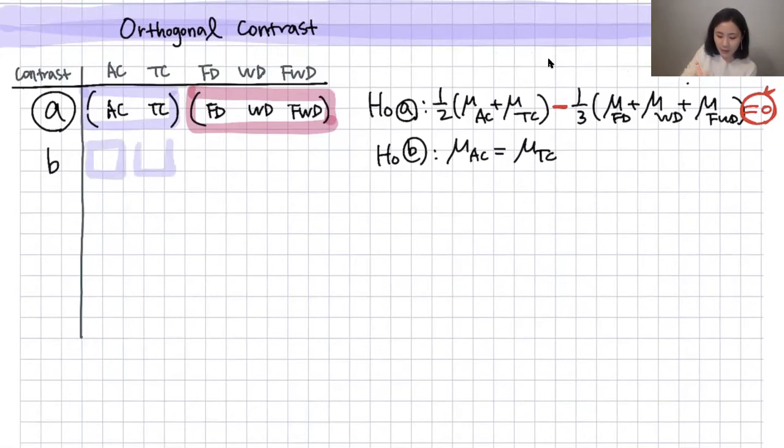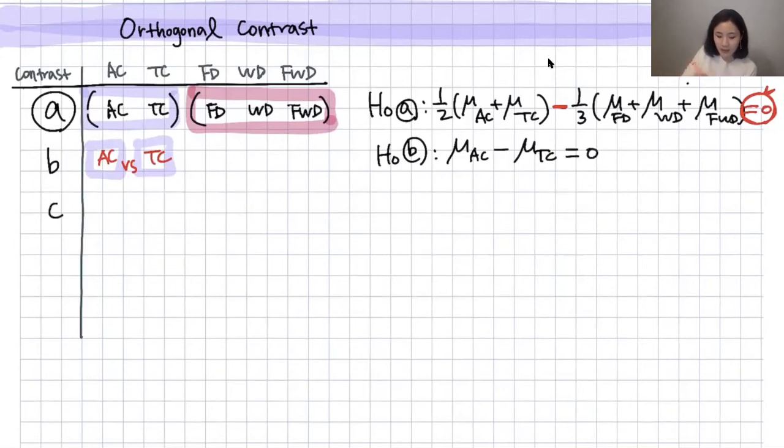So I'm going to compare group AC versus TC. My null hypothesis for contrast B is mu of AC equals mu of TC. So we can rewrite it as mu of AC minus mu of TC is equal to 0.